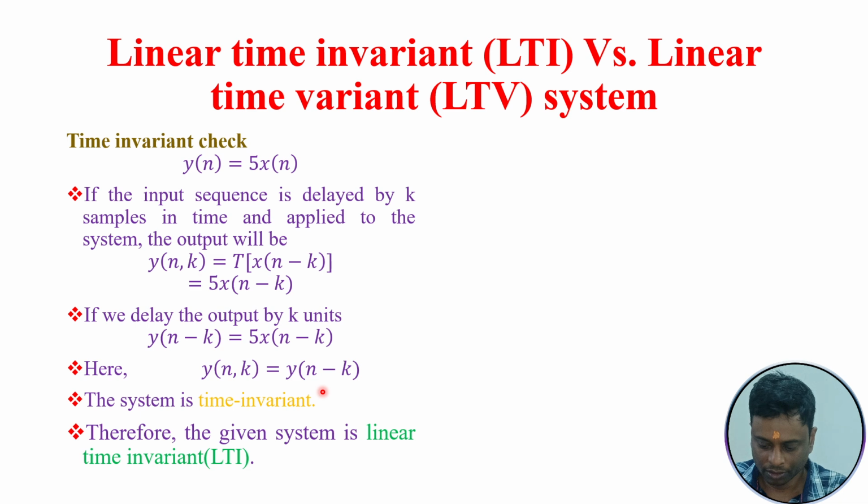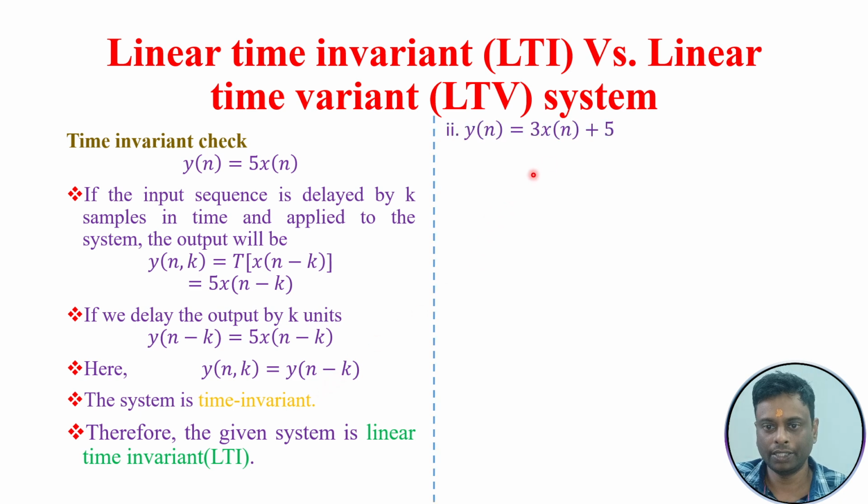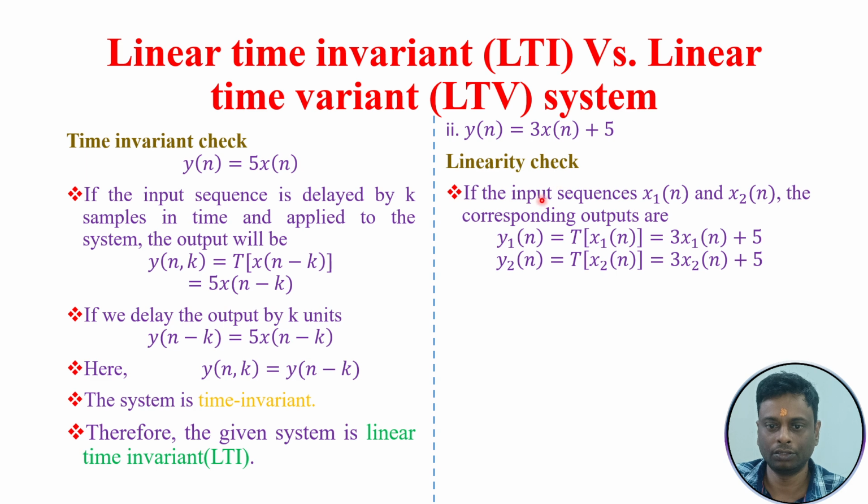Okay, the second one we'll see: 3x of n plus 5. First we'll check whether it is linear or not. Linearity check: for the input sequences x1 of n and x2 of n, the corresponding outputs are the individual responses. So y1 of n is the transformation of x1 of n. In place of x of n, we are replacing with x1 of n, so that will be 3x1 of n plus 5.